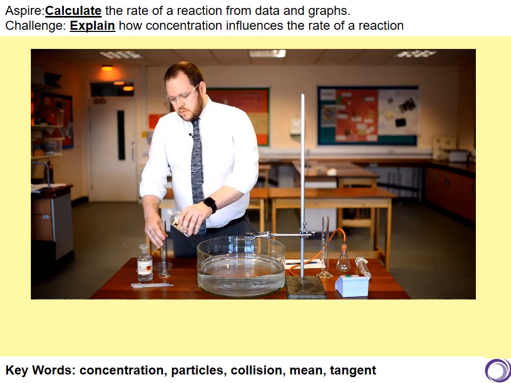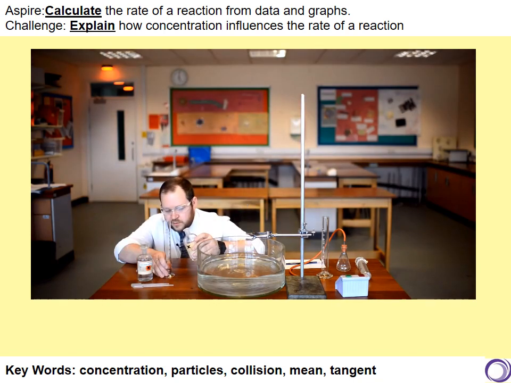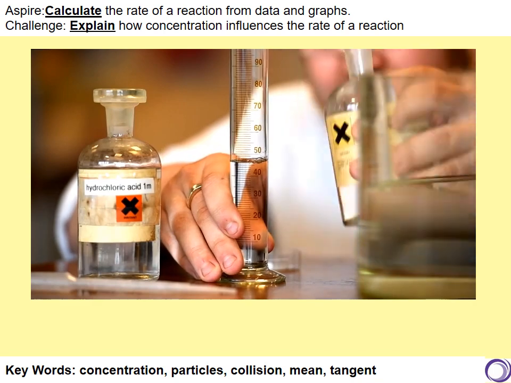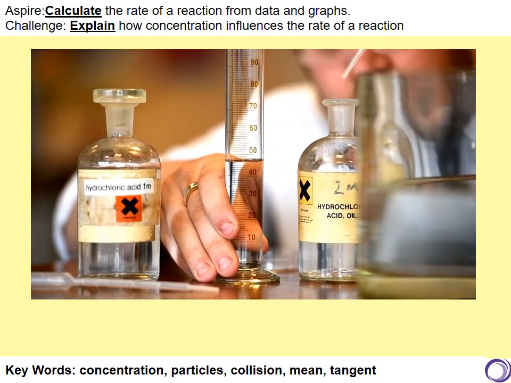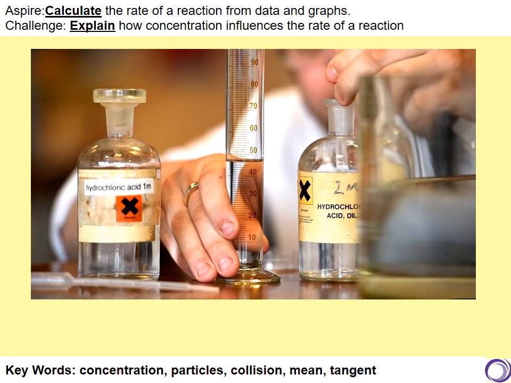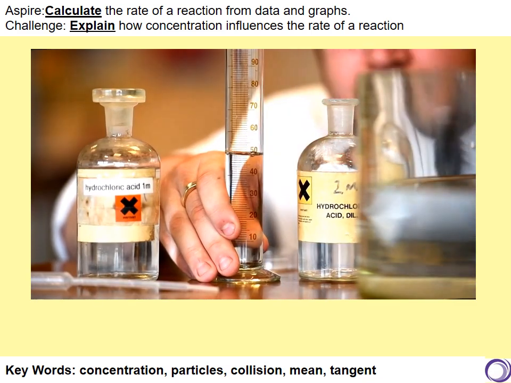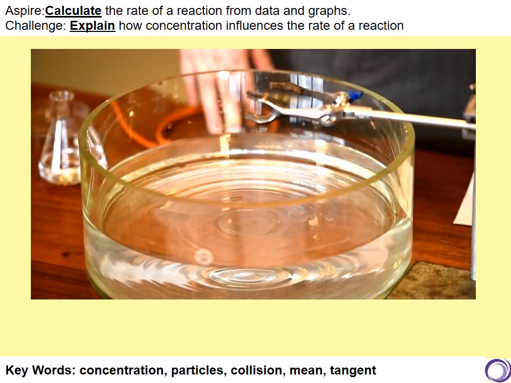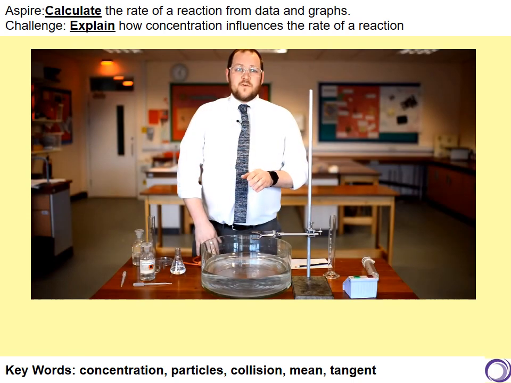I'm going to pour the first 45, making sure I read at eye level to see the bottom of the meniscus. As I get close, I'm going to use a pipette to add the final few drops. I'm going to pour the hydrochloric acid into a conical flask with a bung and delivery tube. The first method I'm going to show you is a measuring cylinder filled with water and inverted that the gas will displace as it's produced.